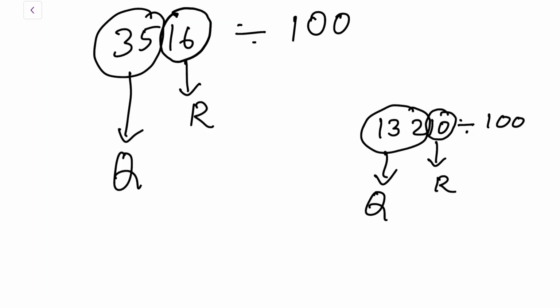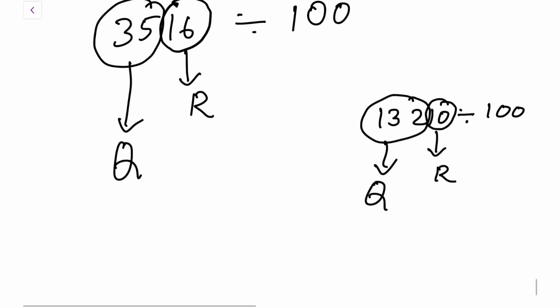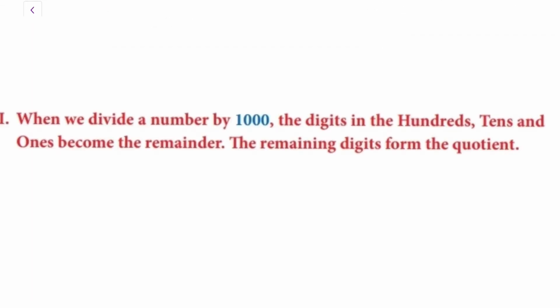Alright, so when a number is divided by 10, you have to look at only the ones place, because that ones place becomes your remainder, the remaining digits becomes your quotient. Whereas when a number is divided by 100, you have to look at both tens and ones place. Those two together become your remainder and the remaining digits become your quotient. Now let's see what happens when we divide a number by 1000.